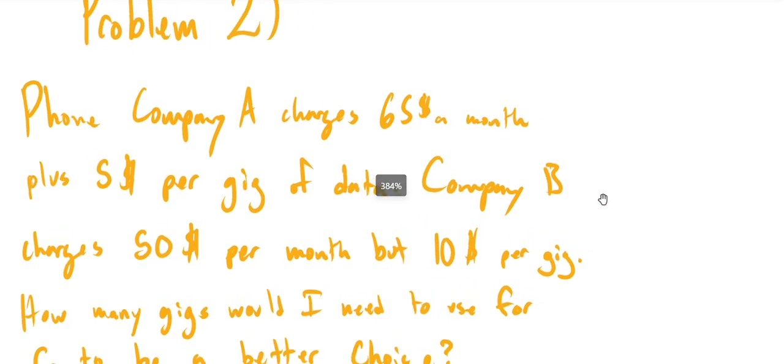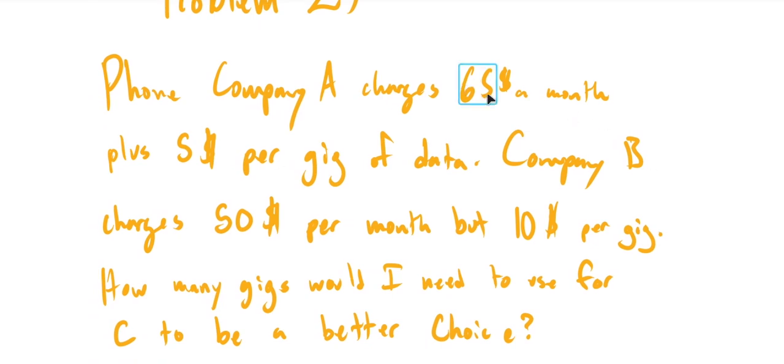The main idea here is that one company is going to be more expensive than the other if I don't use any data. Yeah, like that's going to happen. But it depends on how many gigs I'm going to use. If I keep adding $10, $10, $10, $10, eventually that's going to be more than if I just add $5 per gig, even though this price starts out a little bit more.